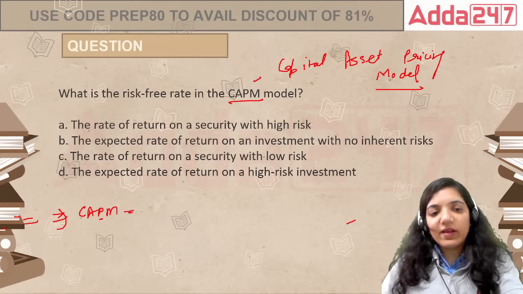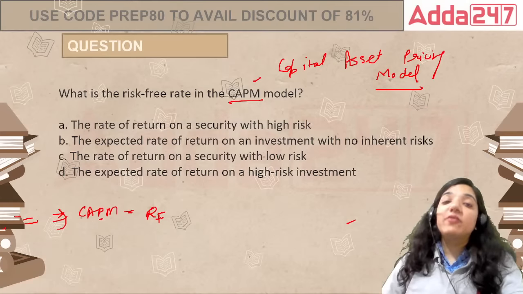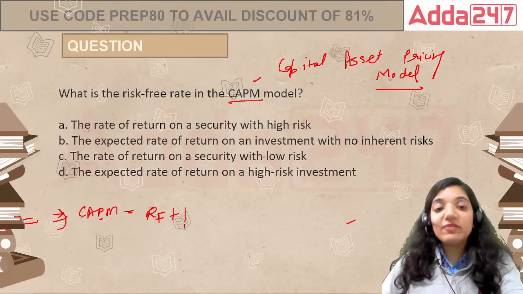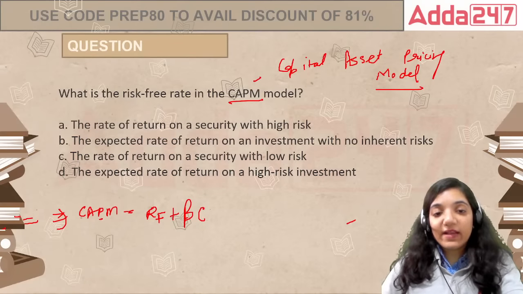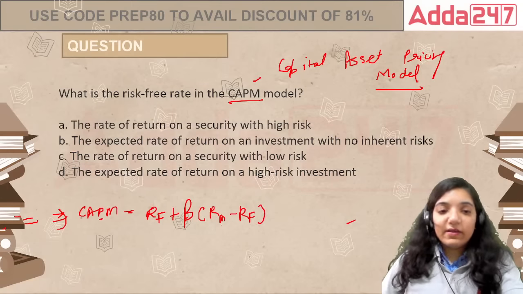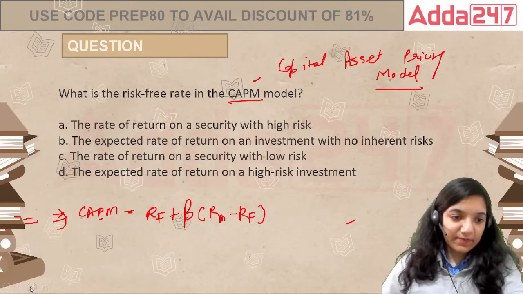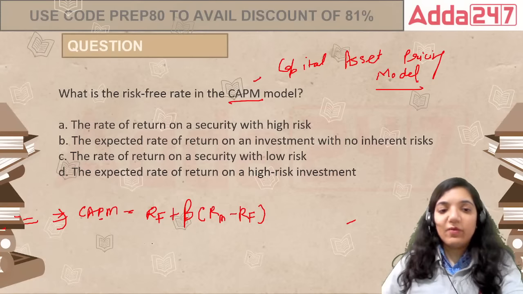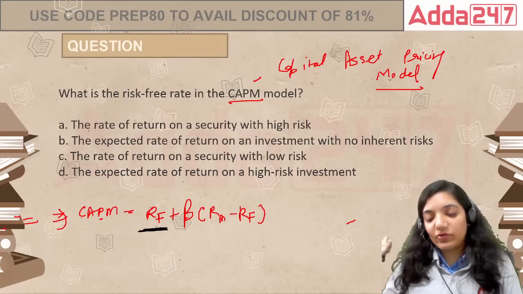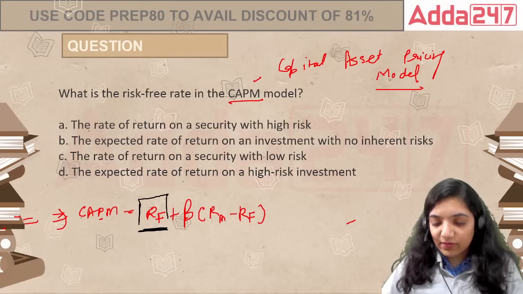What is the formula of the CAPM model? The formula is basically risk-free rate of return. Whatever the return that we are getting, we'll find it out. Plus we have beta, then the risk of the market, return from the market. This is the entire formula. Number one, risk-free rate of return. If I do not want to take any risk, I am too scared to take a risk, that is where we take the risk-free rate of return.